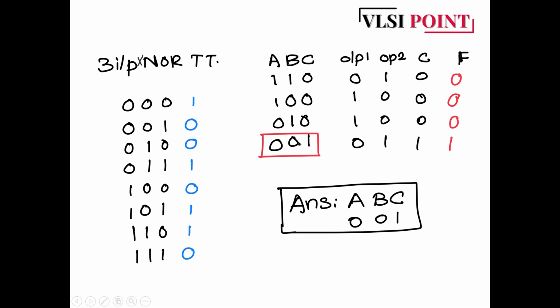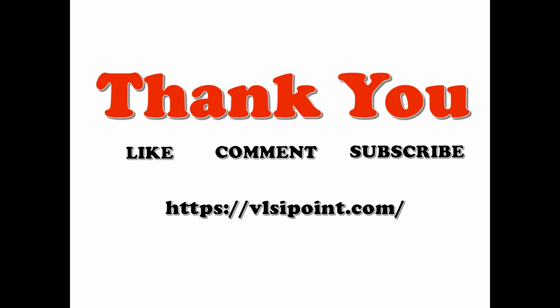Let's see for 0, 0, 1. OP1 becomes 0 XOR 0, which is 0. OP2 becomes 0 XNOR 0, which is 1. And C as it is is 1. So for the combination 0, 1, 1, from the truth table it is clear that output F is 1. So the answer is A as 0, B as 0 and C as 1. Let's see in which option it is. It is in option D. So our answer is D.